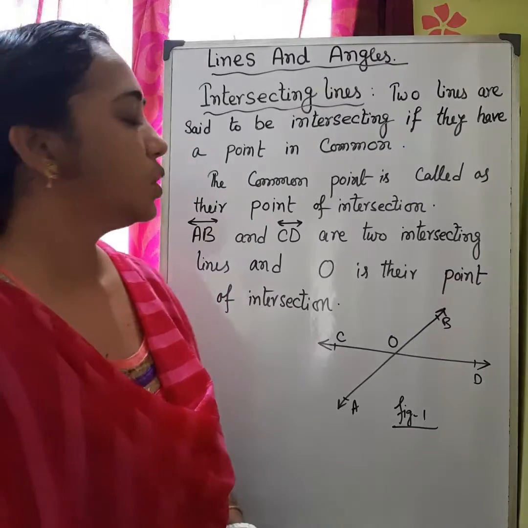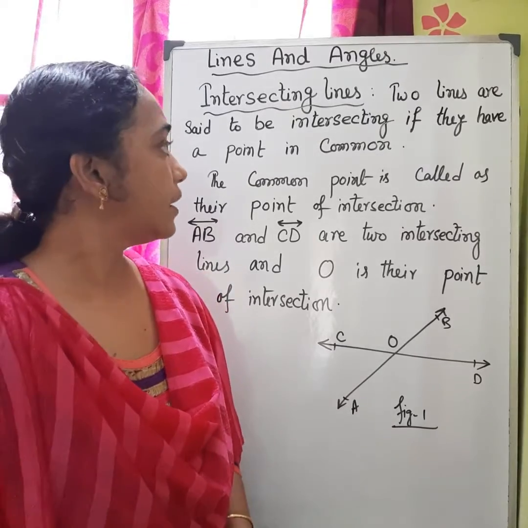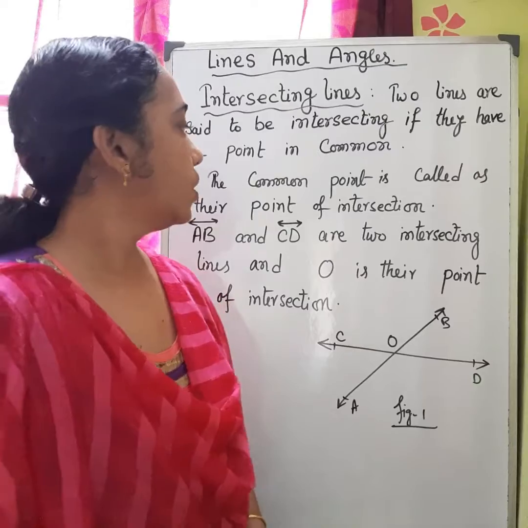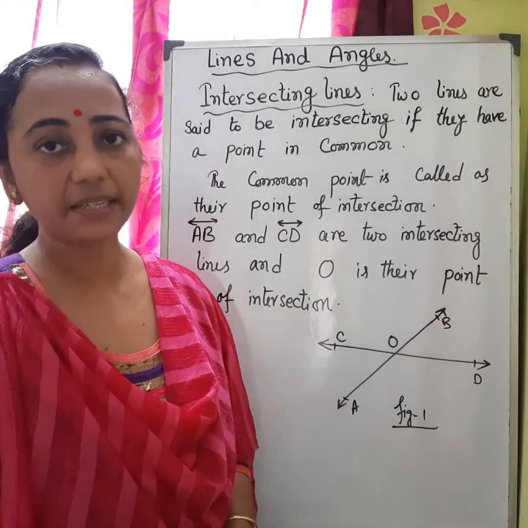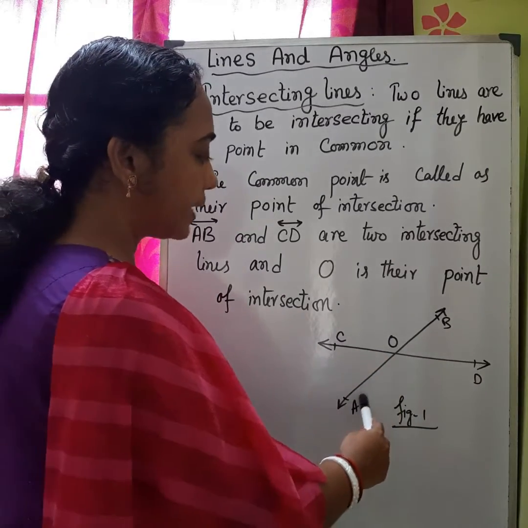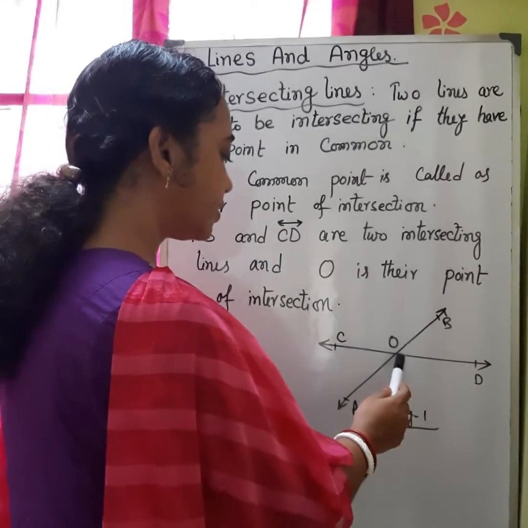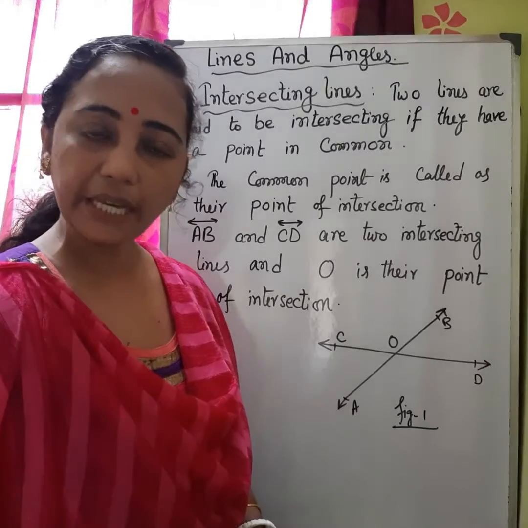Intersecting lines. Two lines are said to be intersecting if they have a point in common. So, the common point is called their point of intersection. Now look at this figure. In this figure, lines AB and CD are intersecting at a point O. So here O is called their point of intersection.